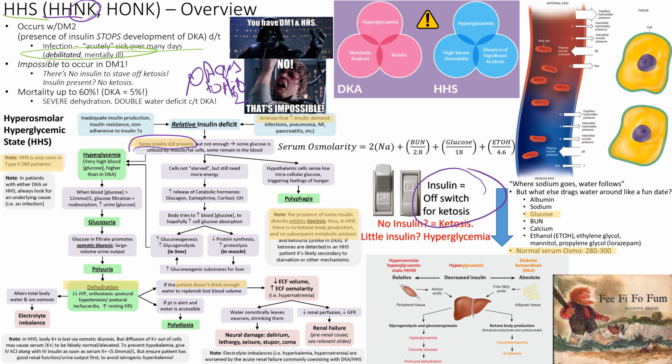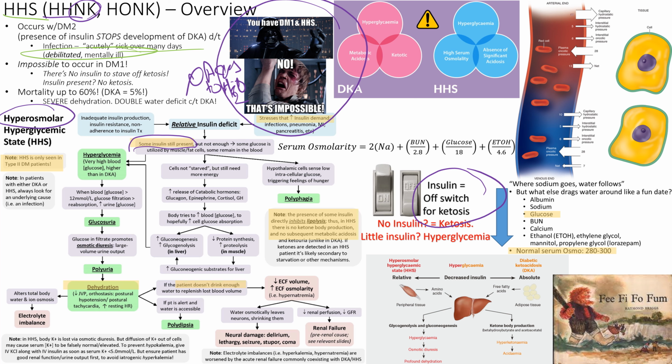Do type 1 diabetics have insulin present? No, that's why it's literally impossible for an HHS to develop in someone with type 1 diabetes. It happens only in type 2 diabetics because type 2 diabetics produce insulin. Now, do type 2 diabetics sometimes not produce insulin? Yes. Then in that case, they would go into DKA, not HHS, right? So that's why it's rare for type 2s to get DKA. It's impossible for type 1s to get HHS. So HHS stands for hyperglycemic hyperosmolar syndrome.